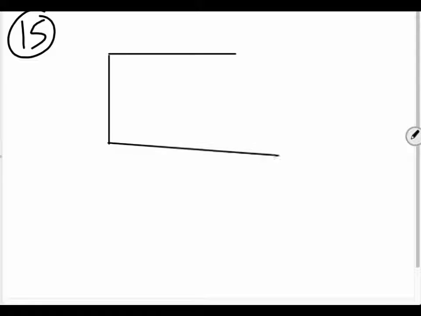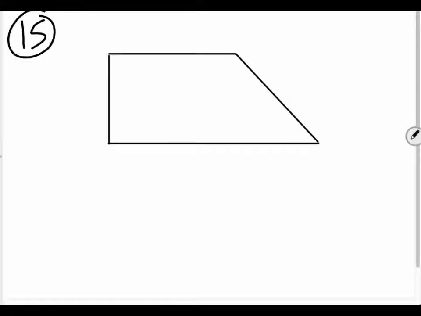Here we go. For problem number 15, we have a figure, it's a trapezoid. All right, and so it has these little arrows here. Can somebody remind me what those arrows mean? Those sides are parallel. Those sides are parallel. Okay, those sides are parallel.